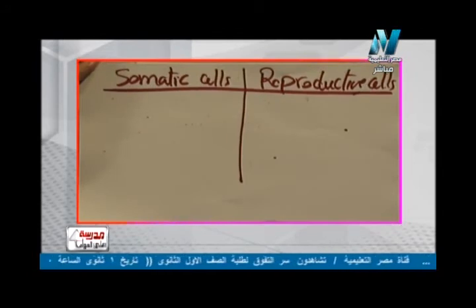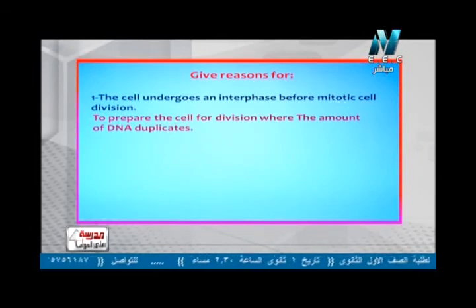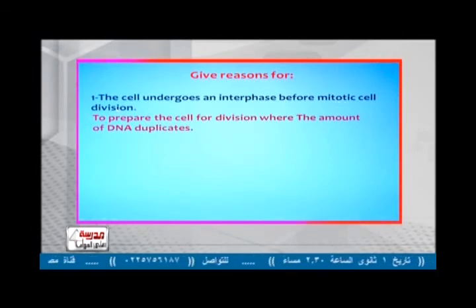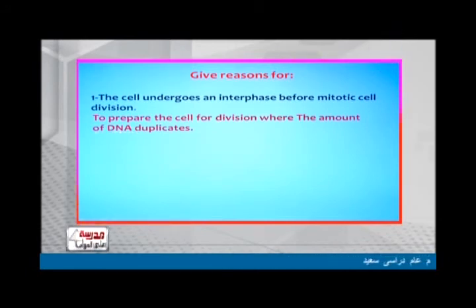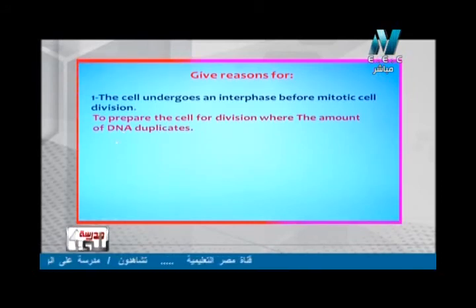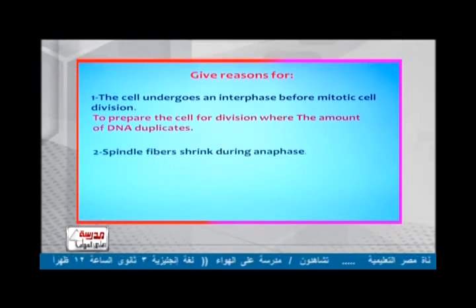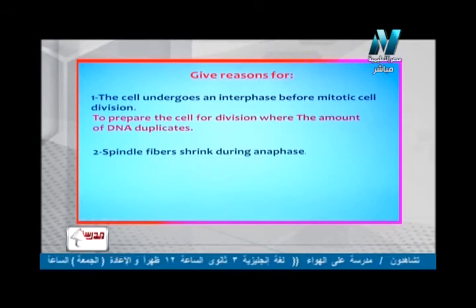Okay, number 1 on give reason, the cell undergoes an interphase before mitotic cell division. Why does the cell go through mitotic division by interphase? To prepare the cell for division, where the amount of DNA duplicates. So we are duplicating the amount of DNA, and when it's splitting, each of the cells has the same number of chromosomes.